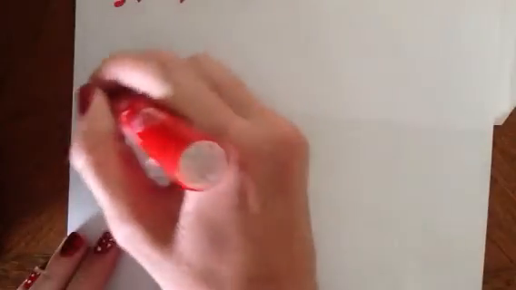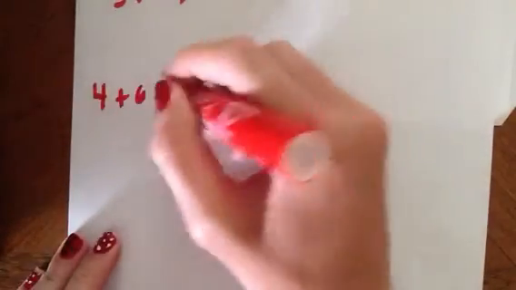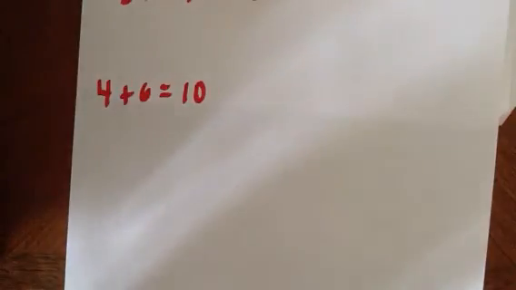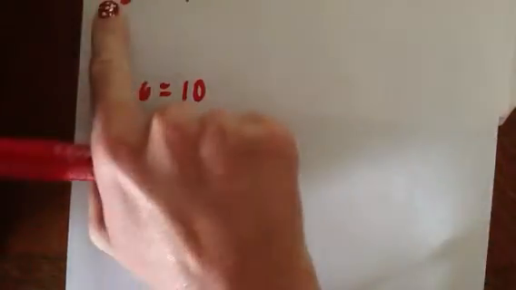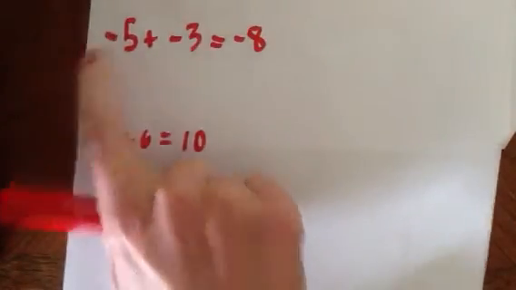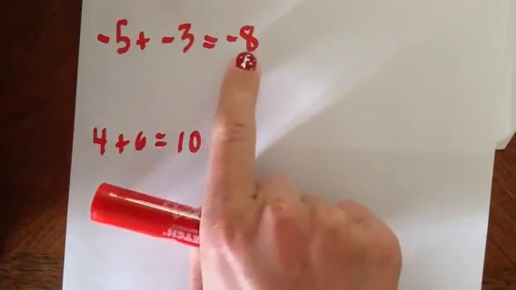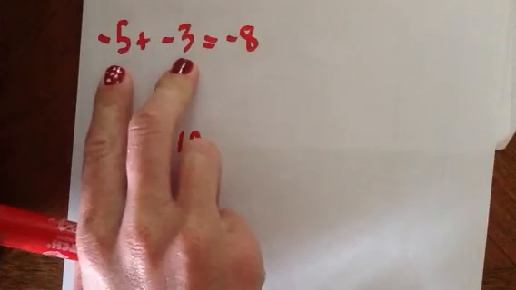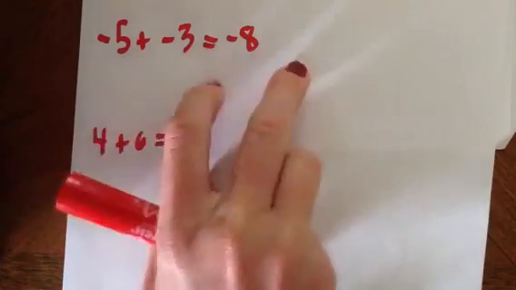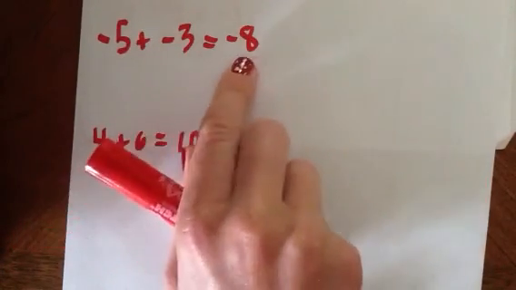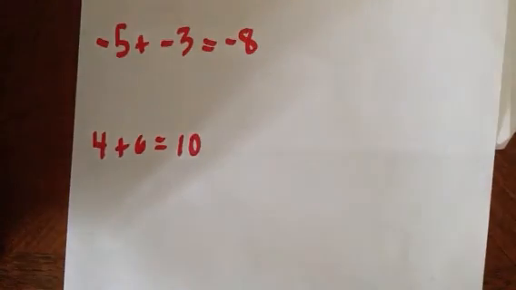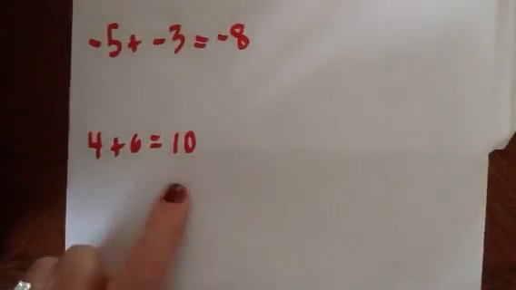That works the same if you have both positives. We have 4 plus 6. We should all know that that equals 10. So if your signs are the same when adding, your sum will have that same sign, and it will be the two combined. So you have 5 and 3, which is 8. Both of them are negative, so I have a negative symbol for my answer. Same way with positives.